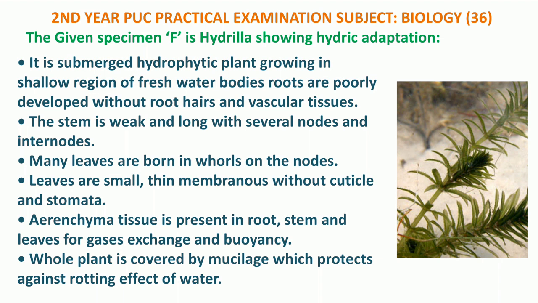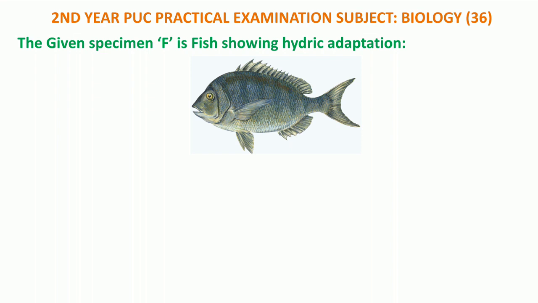Many leaves are borne in whorls on a node. Leaves are small, thin, membranous, without cuticle and stomata. Aerenchyma tissue is present in root, stem and leaf for gaseous exchange and buoyancy. Whole plant is covered by mucilage which protects against the rotting effect of water. Out of these points, you should write any 2 points as an answer if you get this question under 6th question F. Or if you get this picture or spotter, you should write the identification like this.